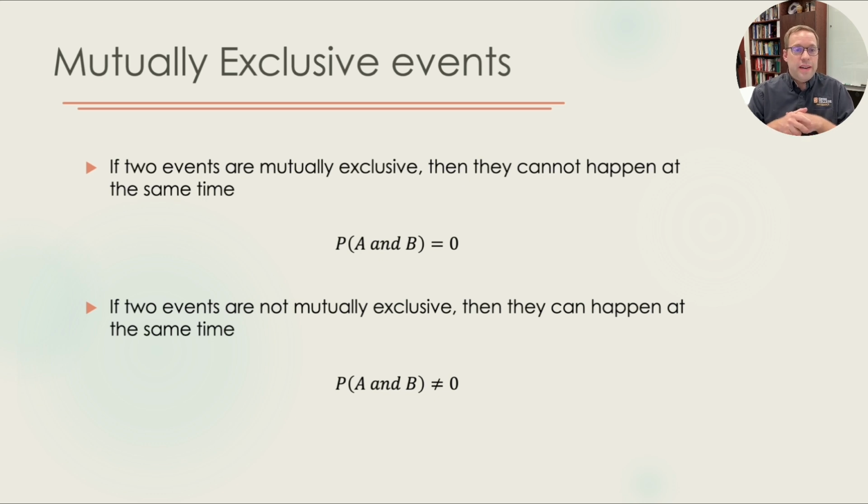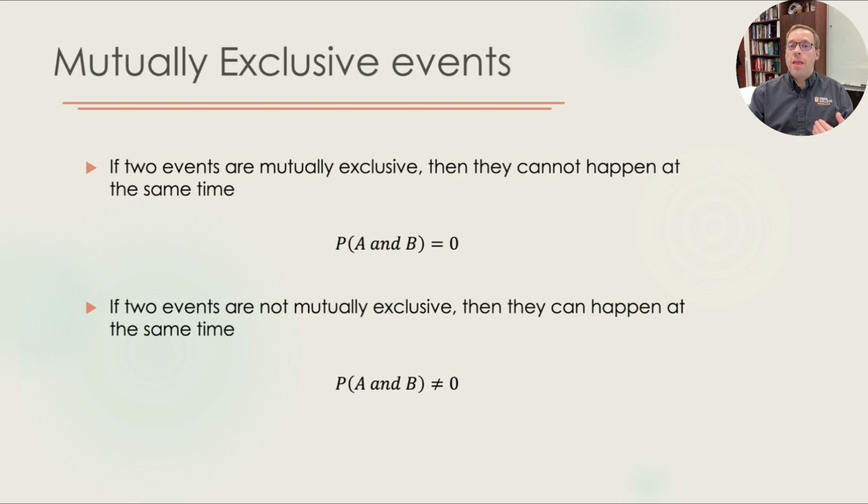Well, when 2 events are mutually exclusive, like the marbles or the dice, they can't happen at the same time. So we say, well, what's the probability of A happening and the probability of B happening at the same time? They can't happen. So that probability is 0. But if 2 events are not mutually exclusive, queen and hearts, they can happen at the same time. So the probability of A and B is not equal to 0.